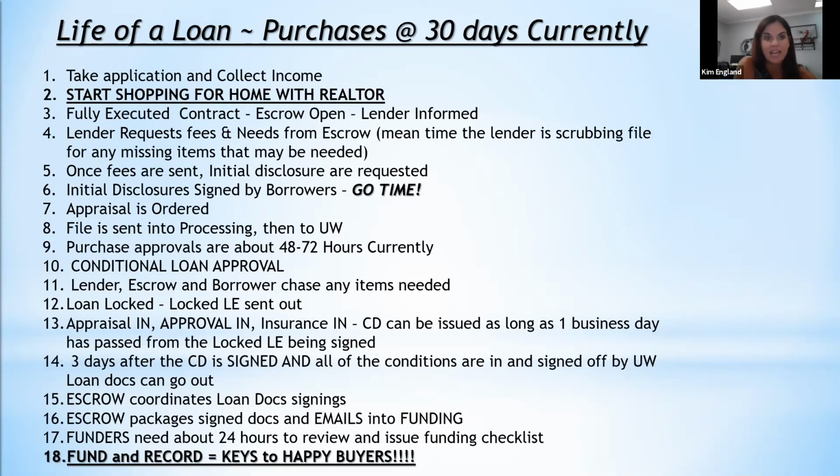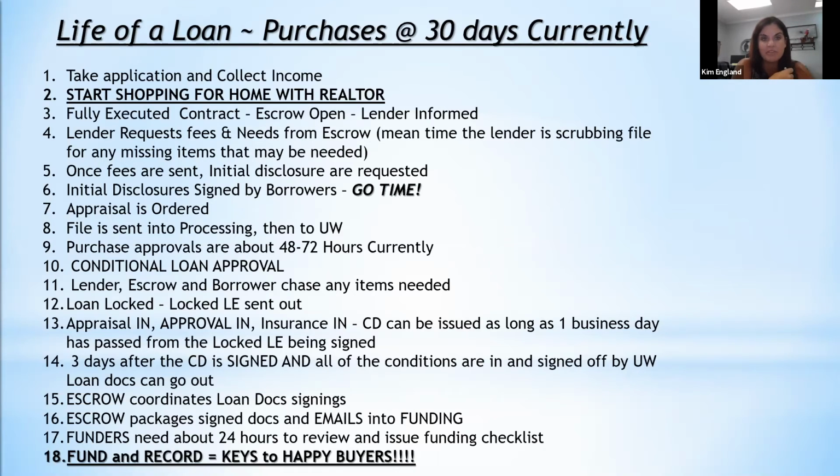Once the contract's at escrow and escrow is technically open, then what we do as lenders is request the fees from escrow and title. And while we're requesting those fees and waiting for them, we're scrubbing the file to make sure that the pay stubs aren't outdated, the bank statements aren't outdated. If we're missing any documentation, we're chasing it down from the borrower.